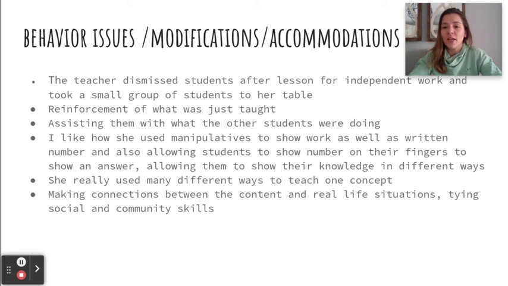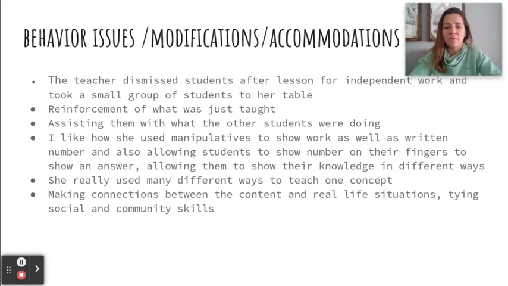She really helped with social skills in the classroom, which can be great for even kids on the spectrum, kids with ADHD. And she made connections between the content of what she was teaching and real life scenarios and real life situations. She used a movie theater and the grocery store, which was great.